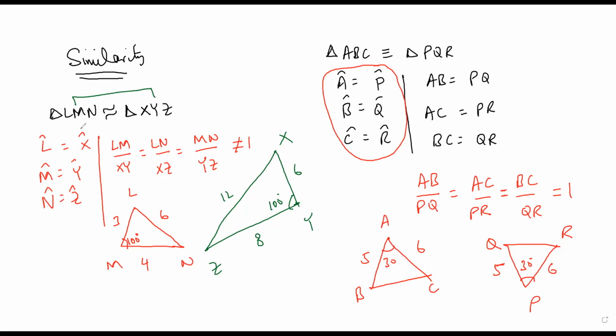But in the case of similar shapes, similar triangles, the corresponding angles are still equal. I'm repeating, the corresponding angles are still equal. I can recall a question from the past papers here.